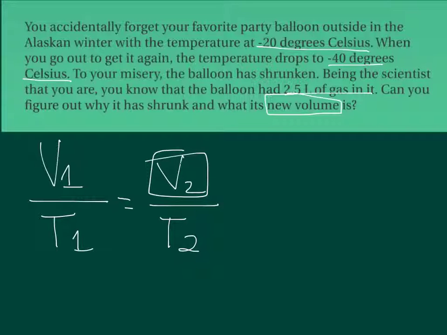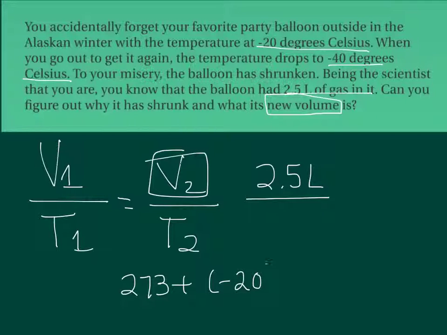We know that the original volume was 2.5 liters, so we'll put that on top and replace V1 with that. Now the first temperature would be negative 20 degrees Celsius. But in order for us to use temperature in this equation, we have to keep it in units of Kelvin rather than Celsius. So we just add 273 to our temperature in Celsius, which gives us 253. So you just replace T1 with that.